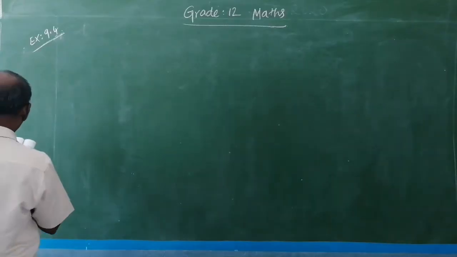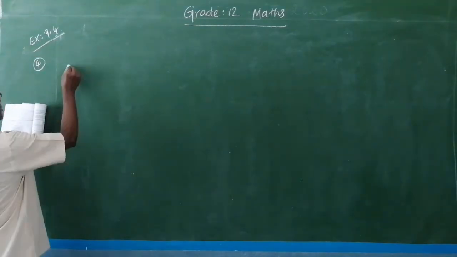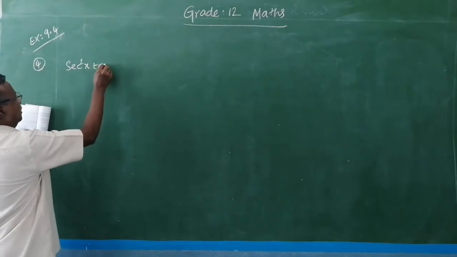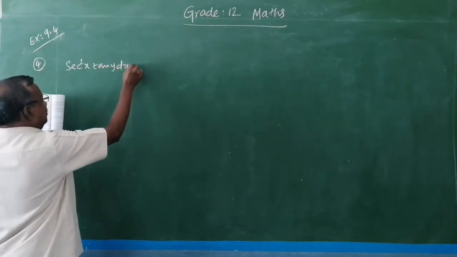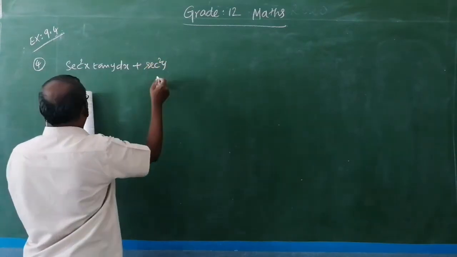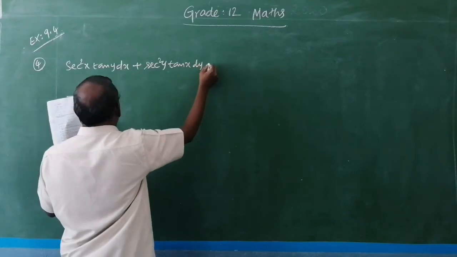Question number 4, secant square x tan y into dx plus secant square y tan x into dy equal to 0.